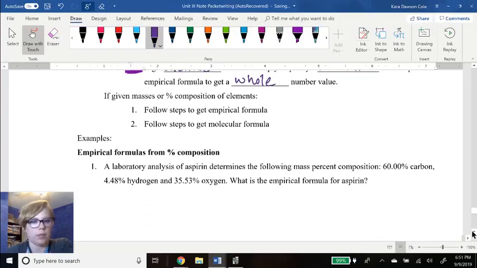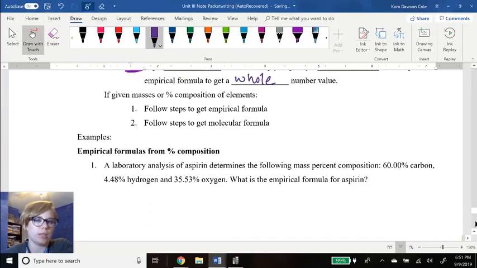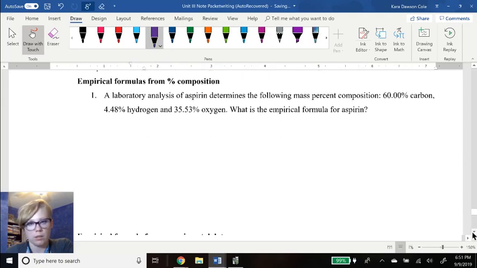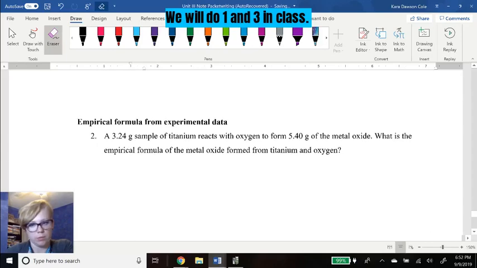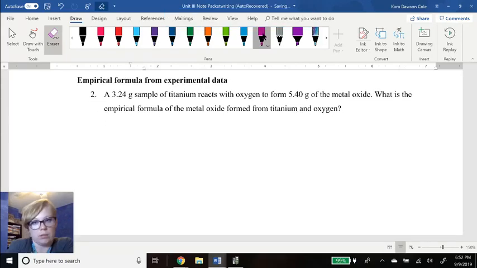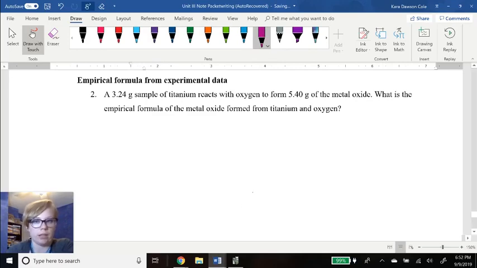All right, if we're given percent masses or percent composition of the elements, we're going to follow all the steps of the empirical formula, and then we're going to follow all the steps of the molecular formula. Okay? So let's look at an example here. Let's do empirical formula from experimental data. The first step is to write down all the masses that I have for everything.